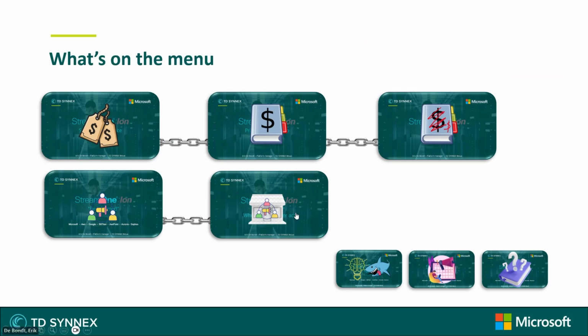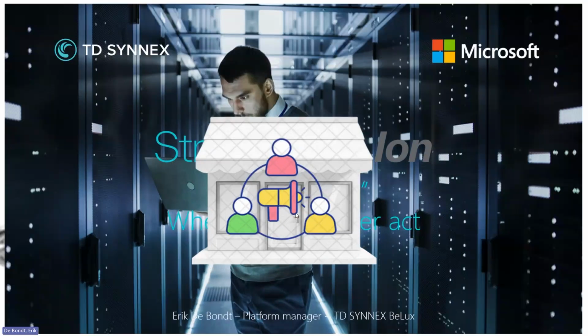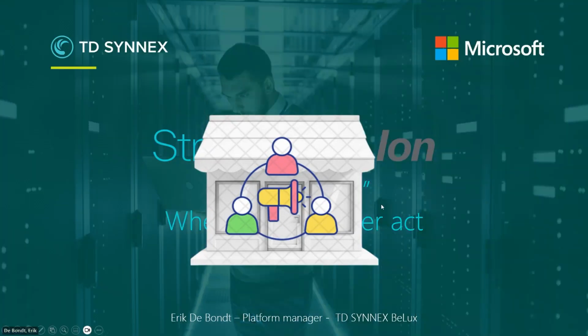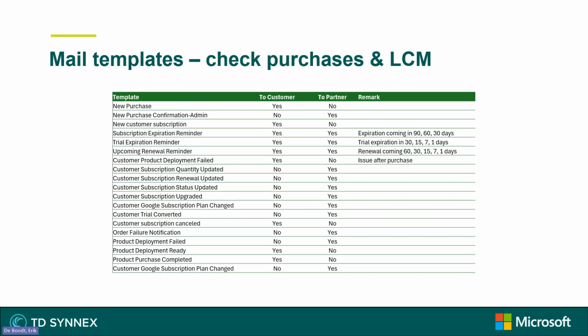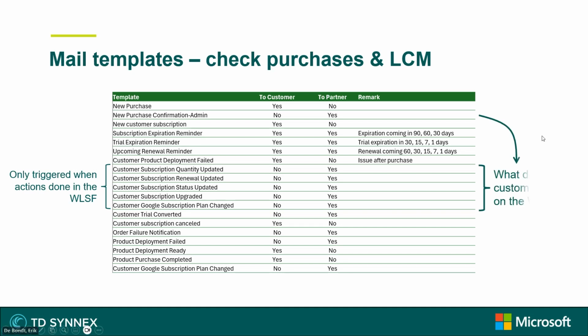Okay. But then, and that's the most important one, what did my customer do? So there are templates specific for usage on the white label storefront. Check for purchase and LCM on the white label storefront. So the customer that takes action, that's even more important, or might be more important than you or your colleagues making action. So only done when those 5, when the customer does an action in the white label storefront. So that's how you can see what your customer did on the white label storefront.